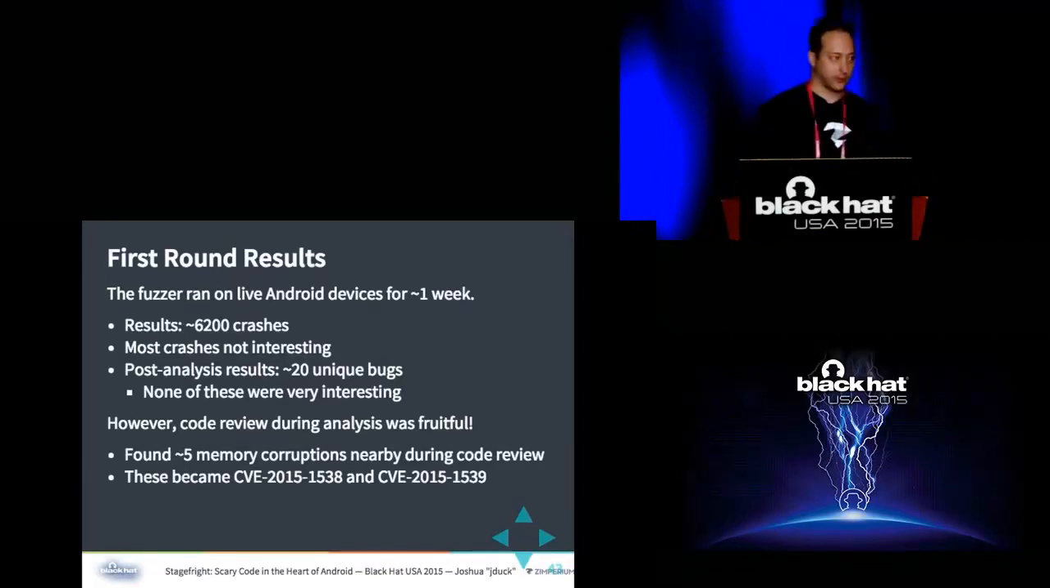However, when I was in the code, I started looking around nearby, which is why I recommend everyone does that when they're looking at their analysis. And I found about 5 memory corruptions at that point. And these became these 2 CVEs, 1538 and 1539 from this year. So 1538 is actually 4 different vulnerabilities, but they're all wrapped into one CVE because of similar root cause and lifetime.